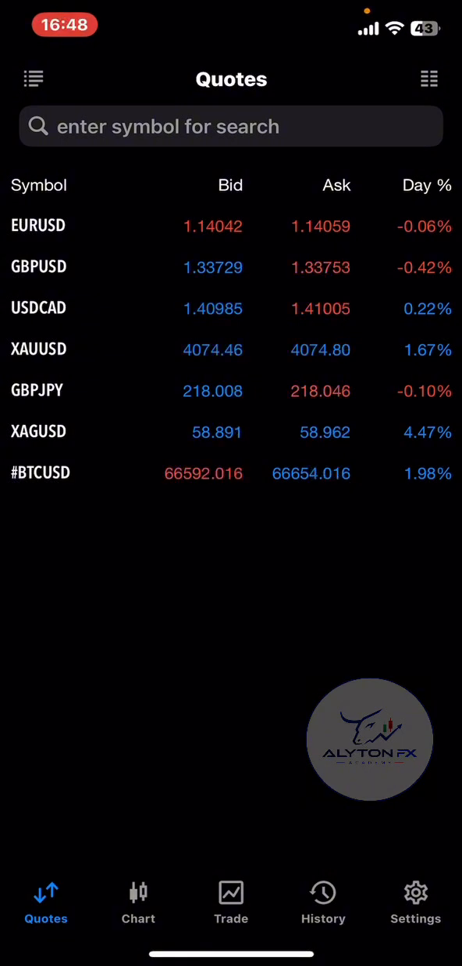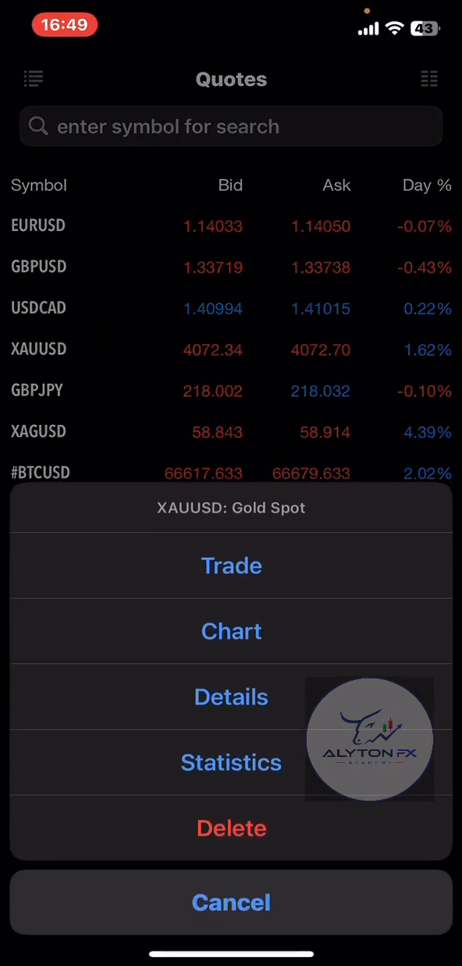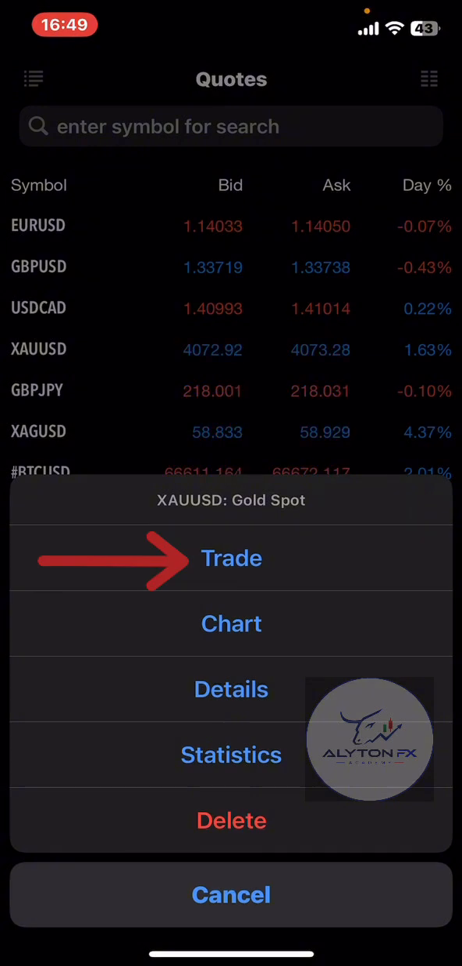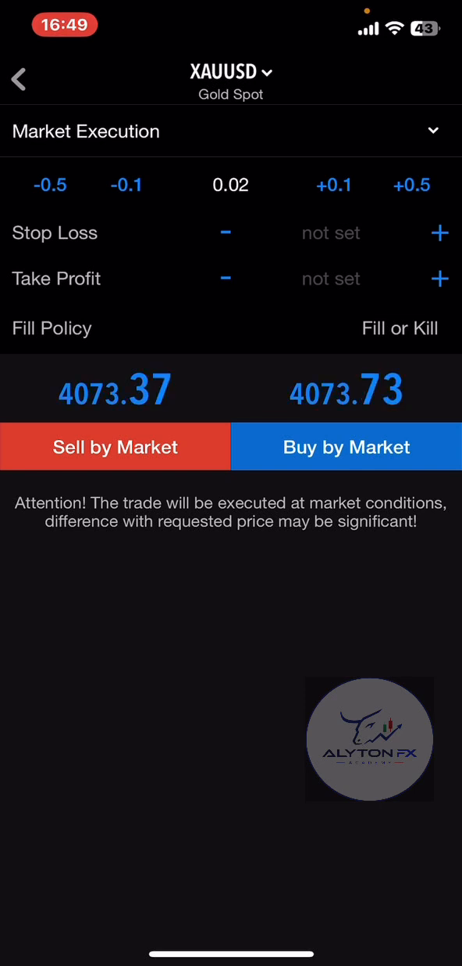Lot size is the amount or volume of trade you choose to open in the market. Your lot size determines how much money you make or lose whenever the market moves. For example, let us use XAUSD as an example. So we click on the XAUSD pair, then go to trade. Let us say we want to trade XAUSD. We click on trade. Before you buy or before you sell, you can see the sell and buy buttons below where it's showing.